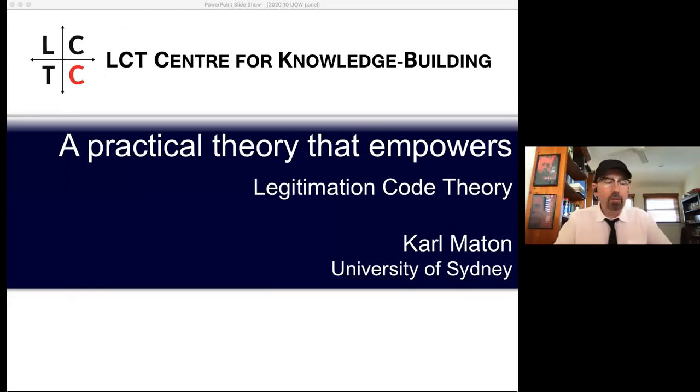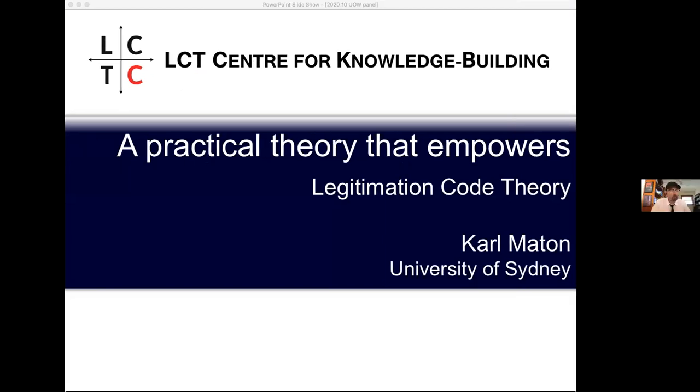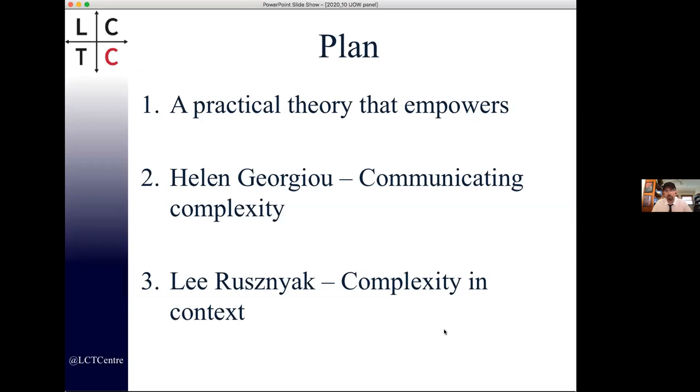So thanks, Helen, and thanks to the Centre for Higher Education Research, Innovation and Impact for inviting us to talk today. As Helen said, we're going to discuss legitimation code theory, or LCT. So I'll introduce LCT, I'll discuss what kind of framework it is and how it's used, and I'll focus on one part of LCT called semantics, and then Helen and then Lee will discuss how those ideas have shaped both research and practice in higher education. And that's why this introduction is titled A Practical Theory, because LCT offers a sophisticated and at times quite complex theory for research, but it also has highly practical outcomes for education, ones which empower teachers and students by giving them the tools to understand and shape their own practices.